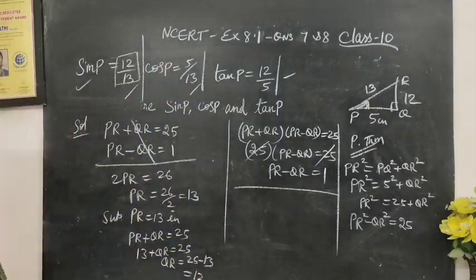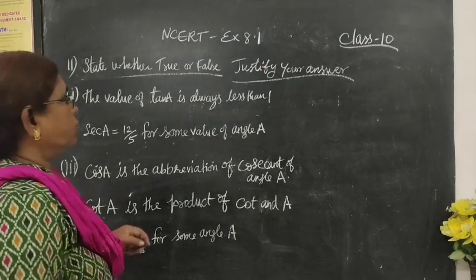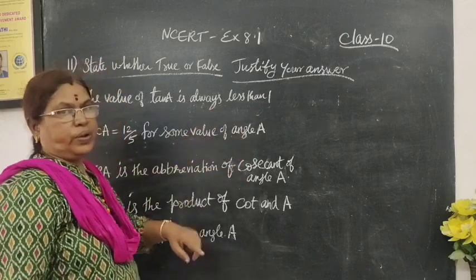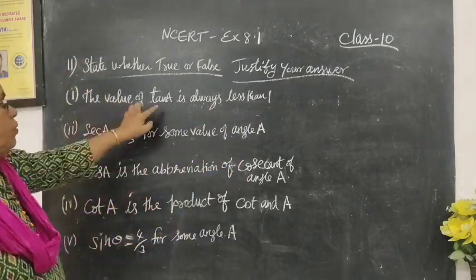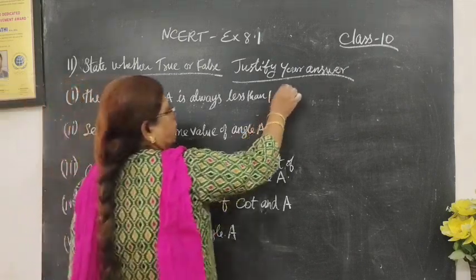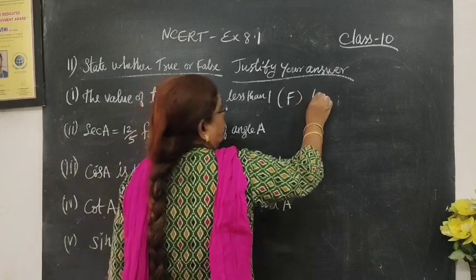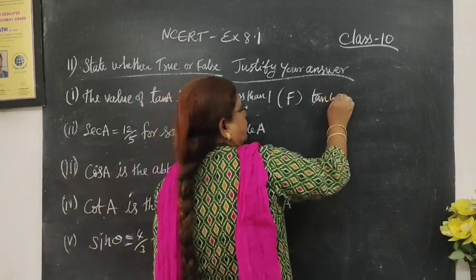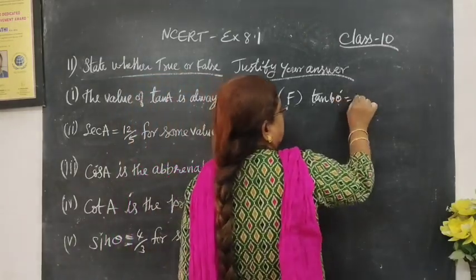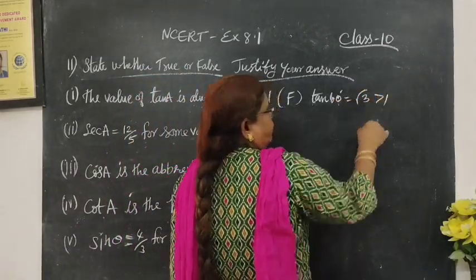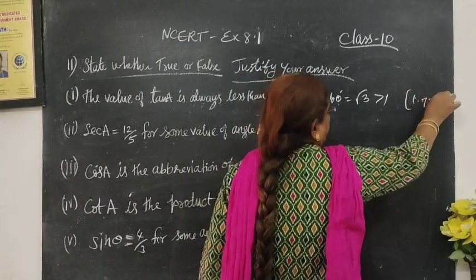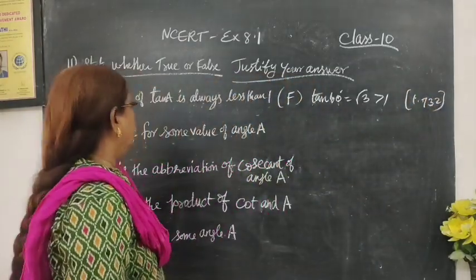Thank you. So now question number 11. State whether the following statements are true or false. Justify your answer. The value of tan A is always less than 1. It is false because we know tan 60. What is tan 60 degree? Tan 60 equal to root 3. Root 3 is greater than 1 because root 3 value is approximately equal to 1.732.